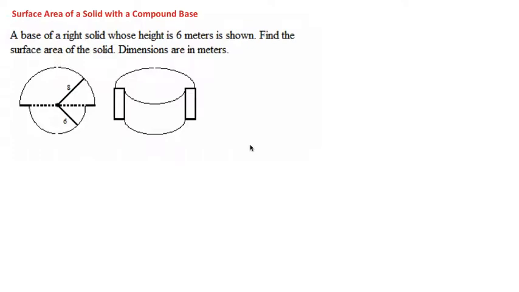All right, let's talk about surface area of a solid with a compound base. First of all, there's a formula for surface area that works for all right solids. And that formula is this. Surface area equals 2 times the area of the base plus the height times the perimeter of the base.